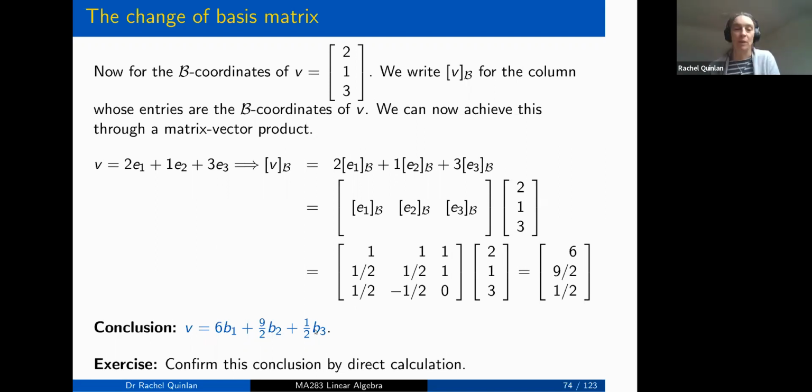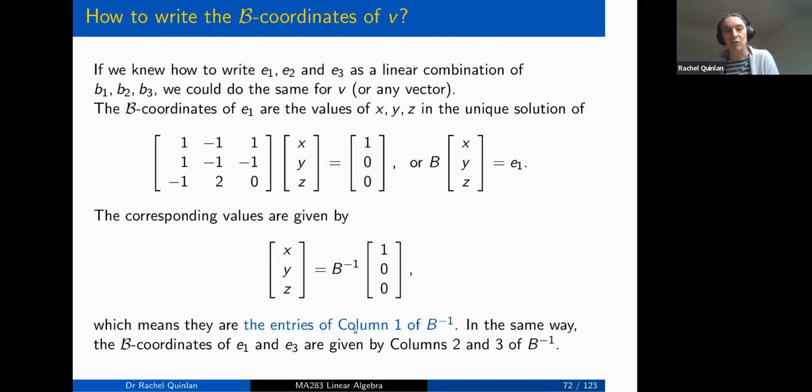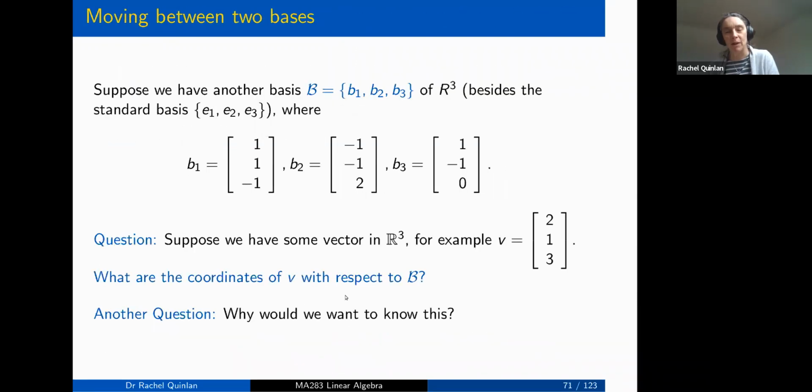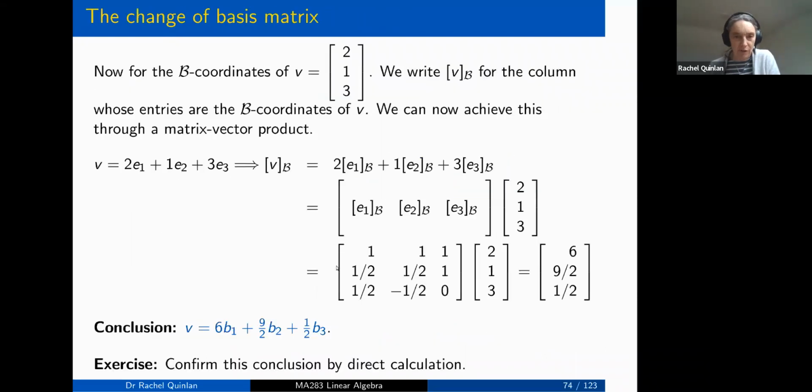And we can confirm that conclusion by direct calculation using the original expressions for b1, b2, b3 as given to us in terms of the standard basis. I'll leave that for you to check. But basically, the columns b1, b2, b3 with respect to the standard basis were the three elements of the basis B, which were here on our second slide today. So we can confirm that conclusion by a direct calculation.